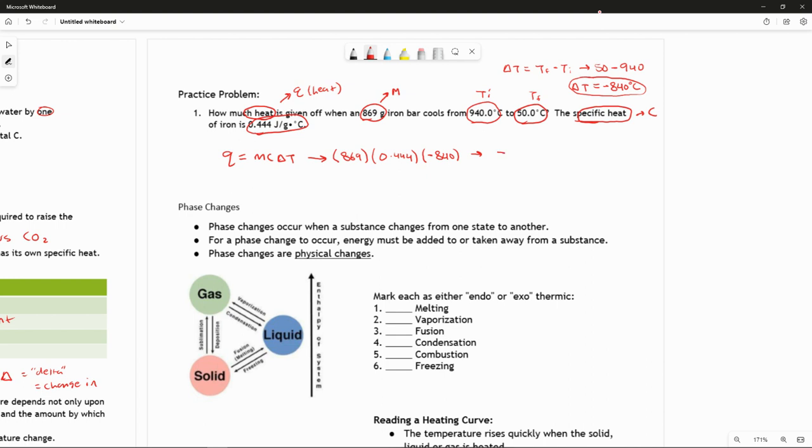Multiply all that together and it'll give you negative 343,394. And your energy is going to be, it's heat, so it's going to be in joules. And that is your answer. Now, if you look at the joules, oh wait, why is it negative? Wow. So this is important.